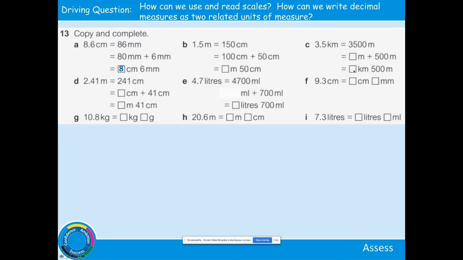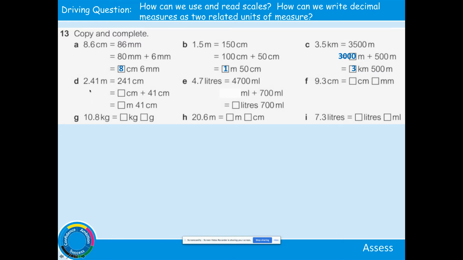I've jumped ahead a little bit. Let's just split this number up: 3,000 metres and 500 metres. Come in here. We know that the 1,000 part is the kilometres. So there's 3 whole kilometres and our 500 metres.